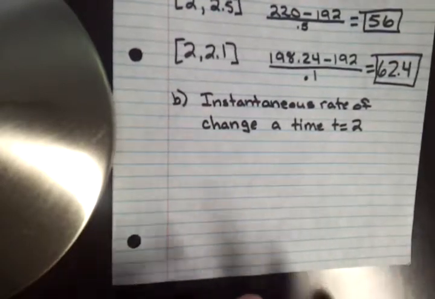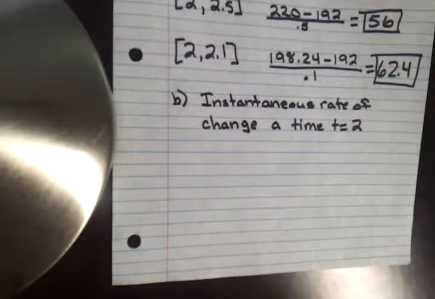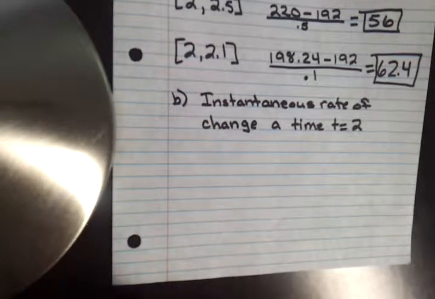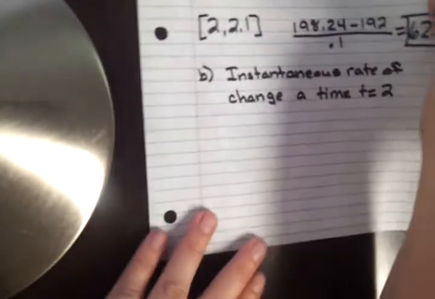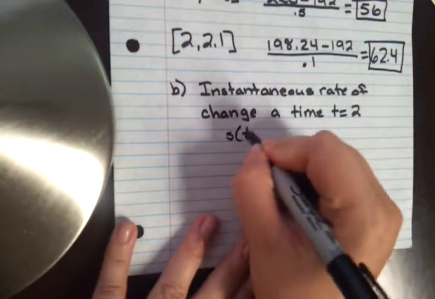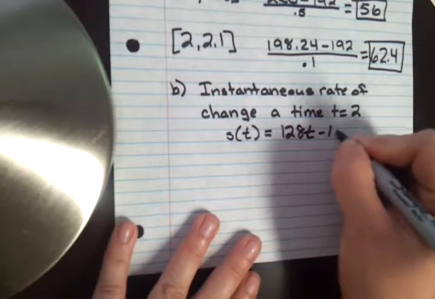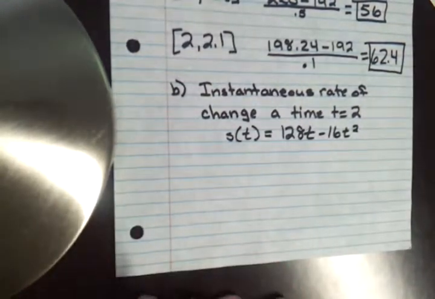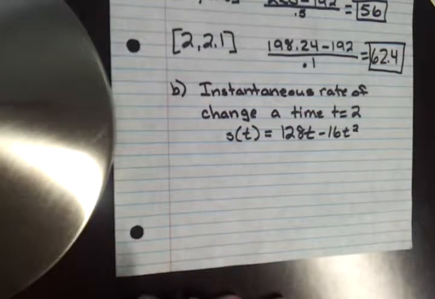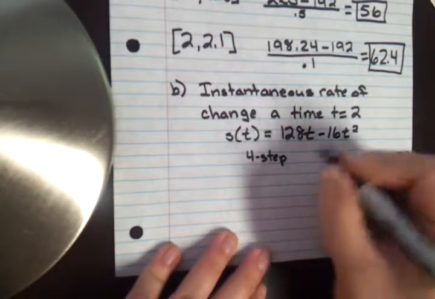And we've talked about that before. The rate of change, instantaneous rate of change, is the same thing as asking for the slope of the tangent line. It's the same thing as asking for f prime or s prime of something, or asking for the derivative. And what that means for us in this particular homework session is that we need to take the function that they gave us, the s of t equals 128t minus 16t squared, and we need to find the derivative. And to do that in this homework section, you're supposed to use the 4-step process.